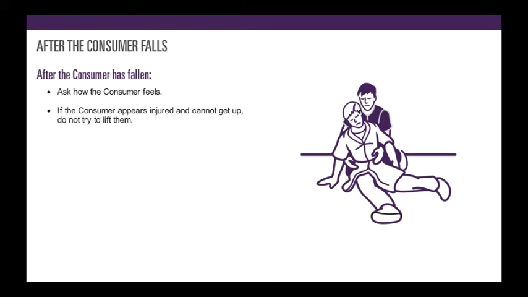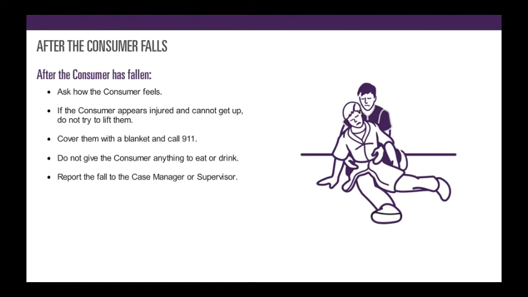After the consumer has fallen, check to see if they're injured. Ask how they feel. If the consumer appears injured and cannot get up, do not try to lift them. Cover them with a blanket and call 911. Do not give the consumer anything to eat or drink. Report the fall to the case manager or supervisor. Refer to your agency's policies for more information on what to do after a consumer falls.